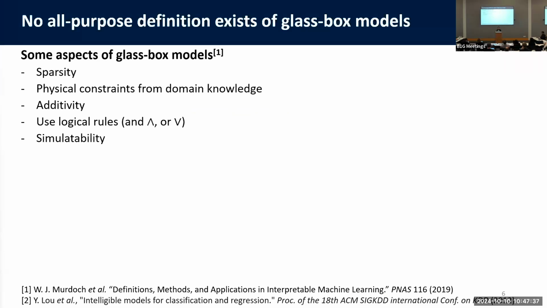For glass box models, there's not really an all-purpose definition. If you go to different fields, they might tell you something different. It could mean different things to different people, but typically they may be sparse, so low dimensional. They can have physical constraints from domain knowledge. They may be theory-infused, that language is used. They're often additive because then you know how each term sums up to contribute to the model's output. They may have logical rules in them, and or. Simulatable means that a human can internally simulate and reason about its decision-making process. That's a pretty strong constraint, but those are some things that have been thrown around in the literature.